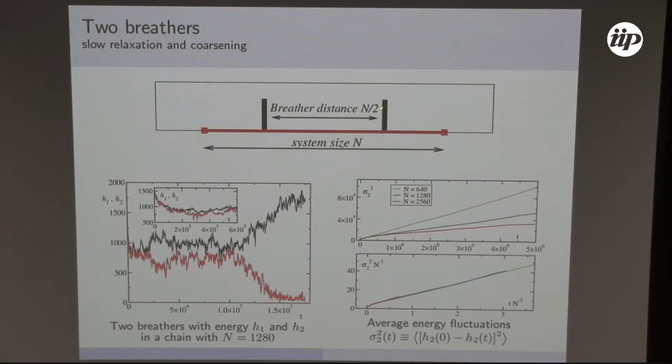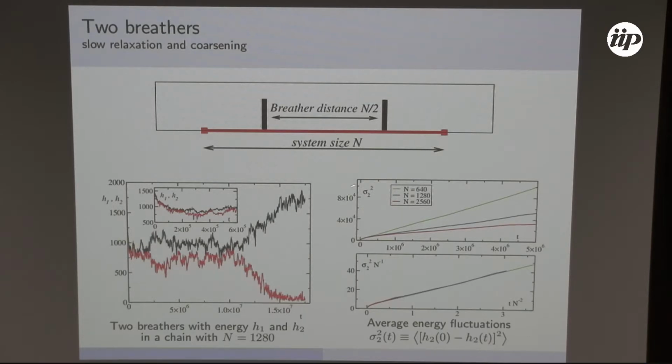So basically, one of these two breathers has to die. And here, indeed, I'm plotting the two energies of the breathers as a function of time. You see that they start interacting, even if they are not in direct contact, until one of these two guys dies.